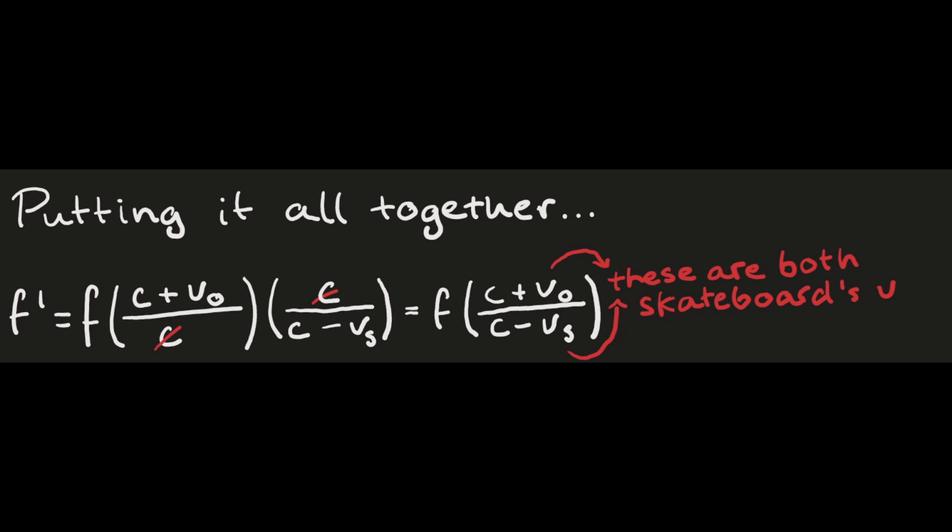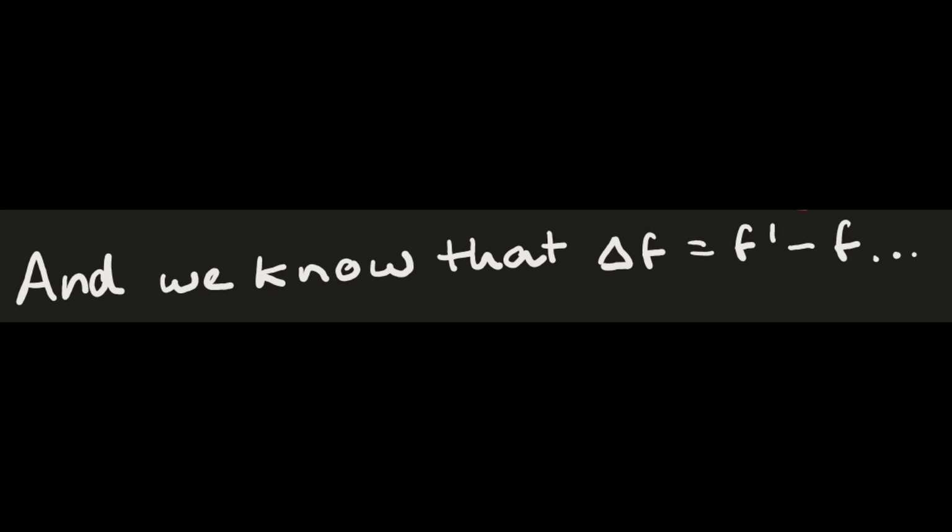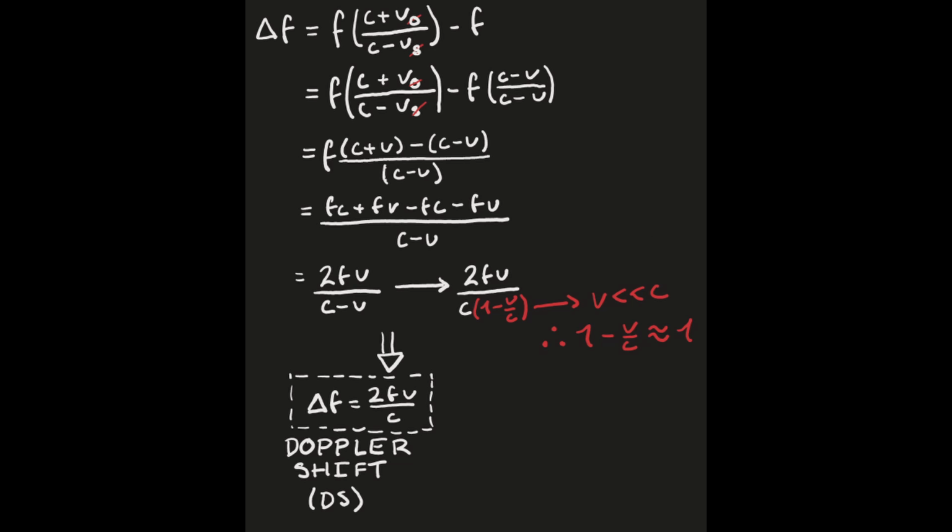Velocity of observer and velocity of the source are both now the same, given that the skateboard is acting as the observer in the first part and the source in the second. We know that the Doppler shift is equal to the reflected frequency minus the original emitted frequency. Here, we plug in the value for the reflected frequency that we previously derived.